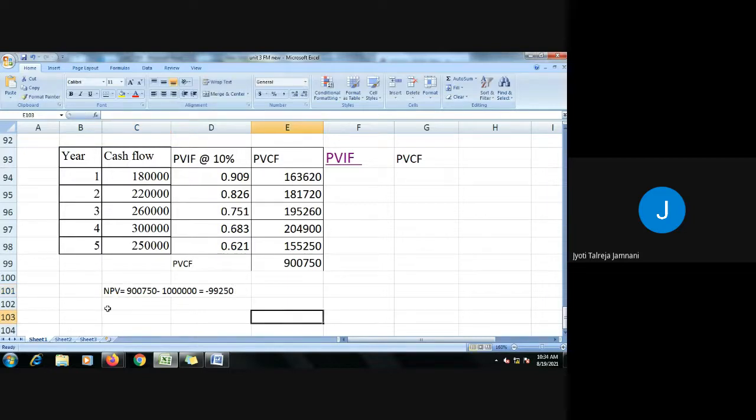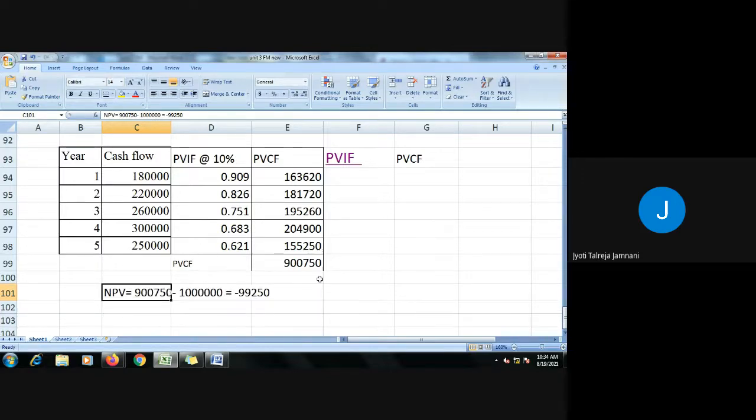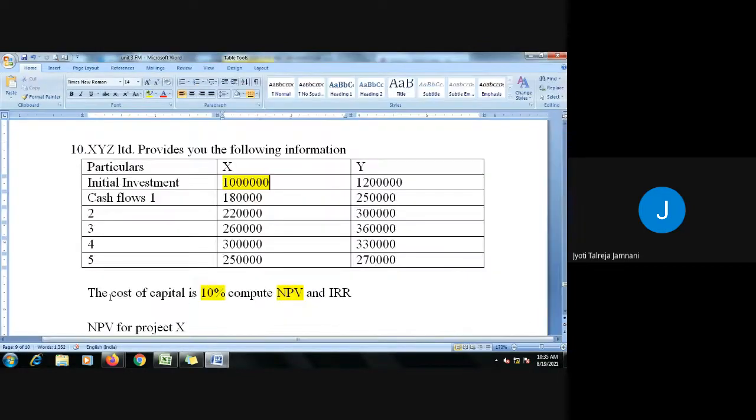Okay, let's just increase the font. So this is what we get as NPV for 10%. And if you look at the question, the cost of capital is 10%, compute NPV. So we have done the NPV for project X. Now we have to calculate IRR for project X.